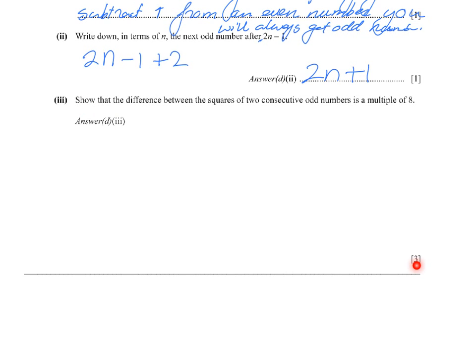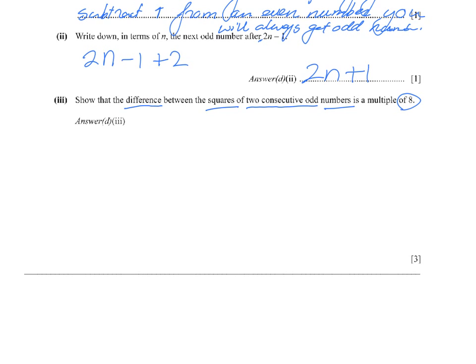Now for 3 points, it doesn't mean it's difficult, by the way, it just involves a little bit more work. It says show that the difference between the squares of 2 consecutive odd numbers is a multiple of 8. Okay, interesting. So some important information. The difference, so we're talking about minus, between the squares of 2 consecutive odd numbers, is a multiple of 8. We'll worry about the multiple in a minute.